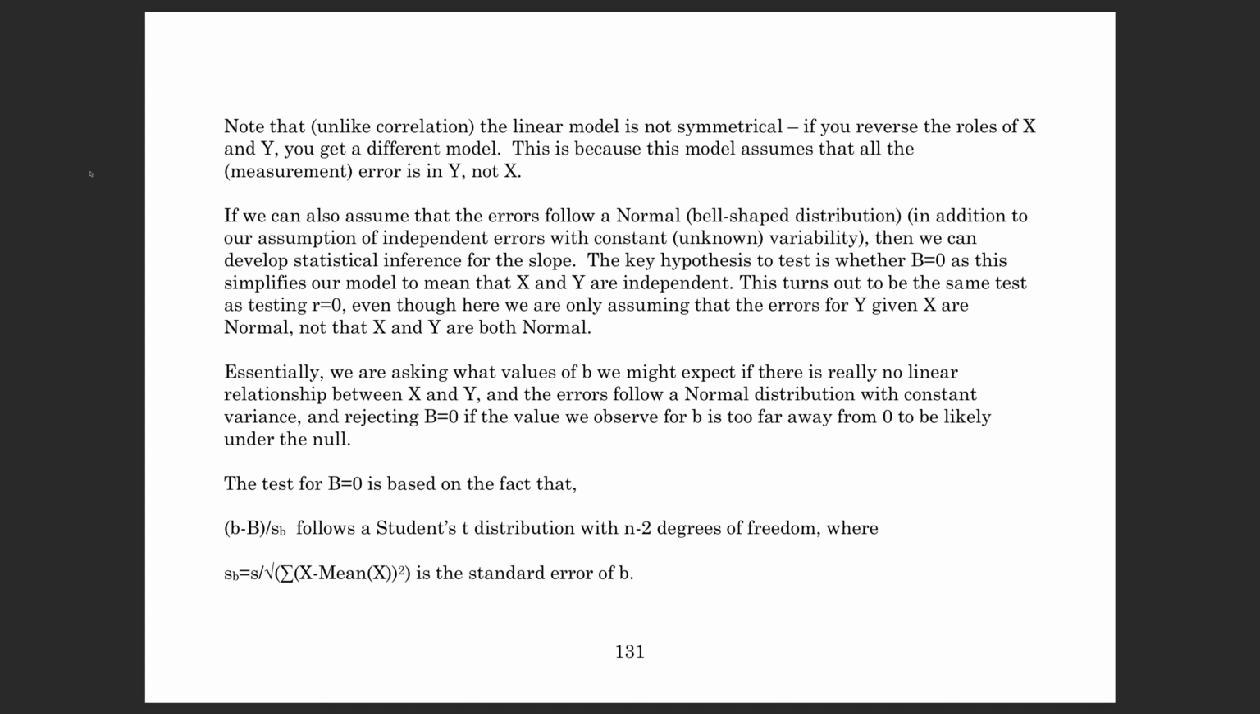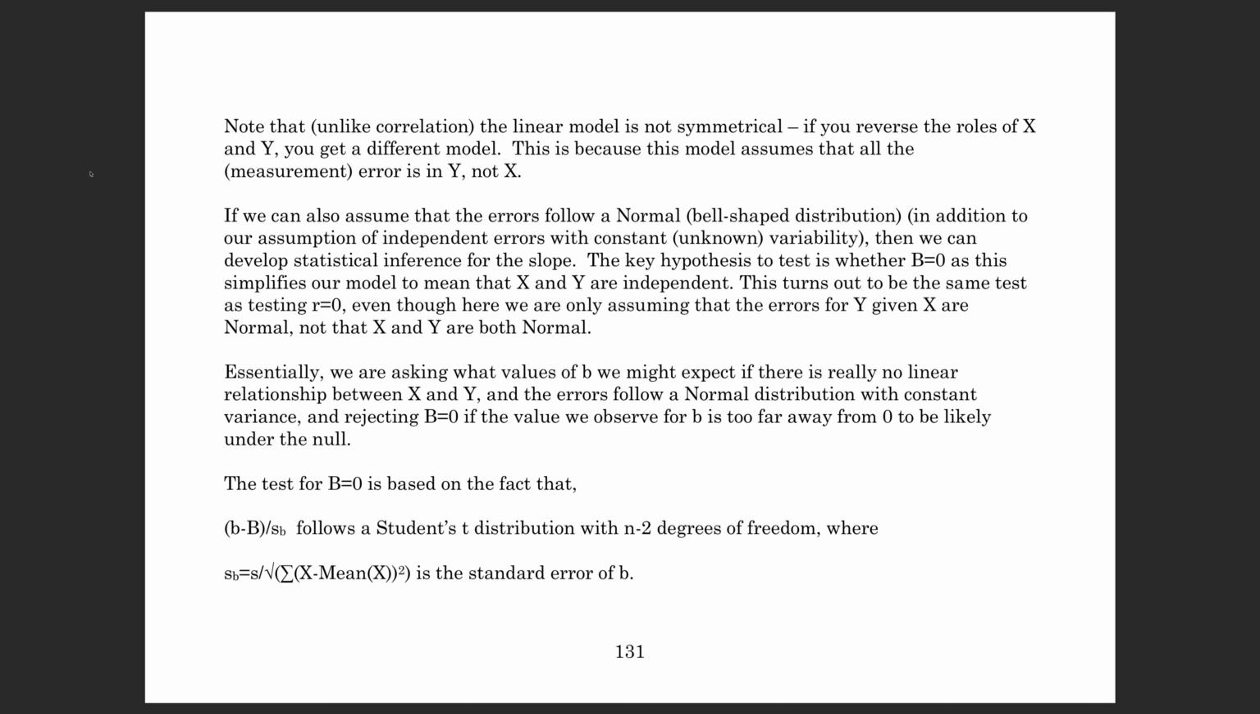We first of all need to note that correlation was symmetrical, right? With correlation, if we reversed x and y, we get exactly the same value for correlation. But the linear model is not symmetrical. If you reverse the roles of x and y, you get a different model. This is because our model assumes that all the measurement error is in y and not in x.